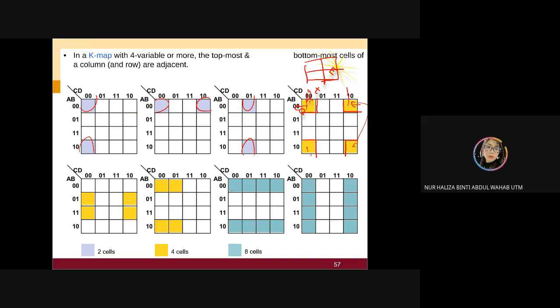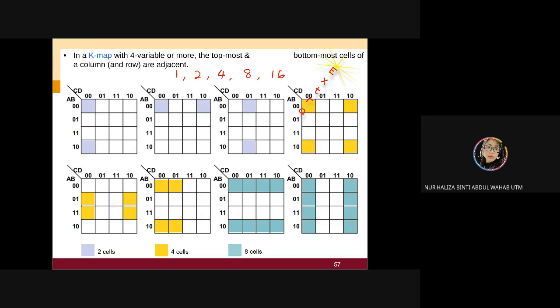So here also you can group together, and you can group together. And for grouping, there are also rules for you. You can group 1, 2, 4, 8, 16.